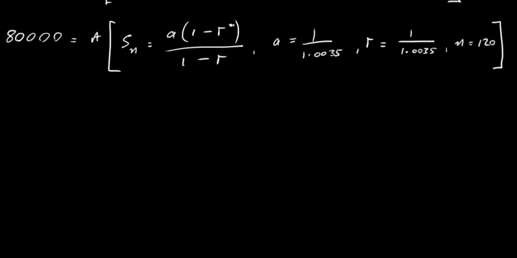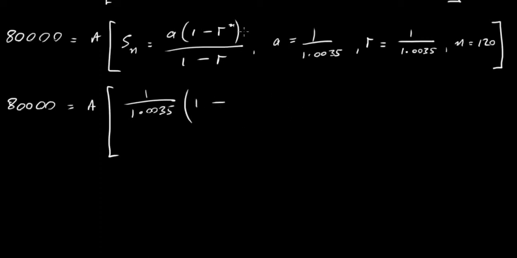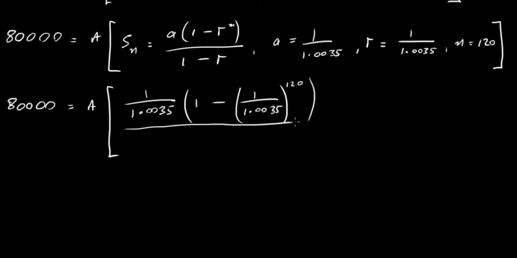So let's do that. Again, I've got my 80,000 on the left hand side. I've got my A out here, which I need to solve for. So all I've got to do now is put my figures in here, my Sn, the sum of my geometric series. Well, a here is 1 over 1.0035. I've got to multiply that by 1 minus r to the power of n. Well, r is 1 over 1.0035, and that is to the power of 120. All of that then is over 1 minus r, which is 1 minus 1 over 1.0035.